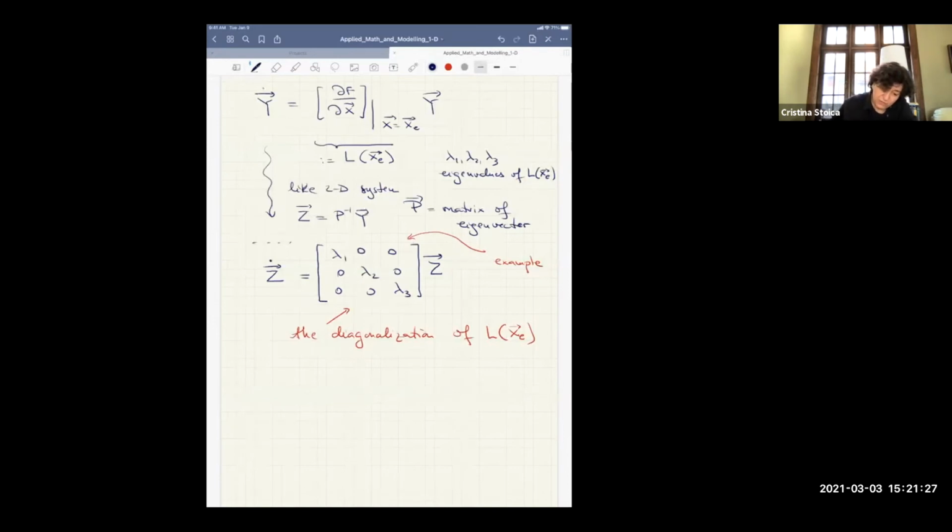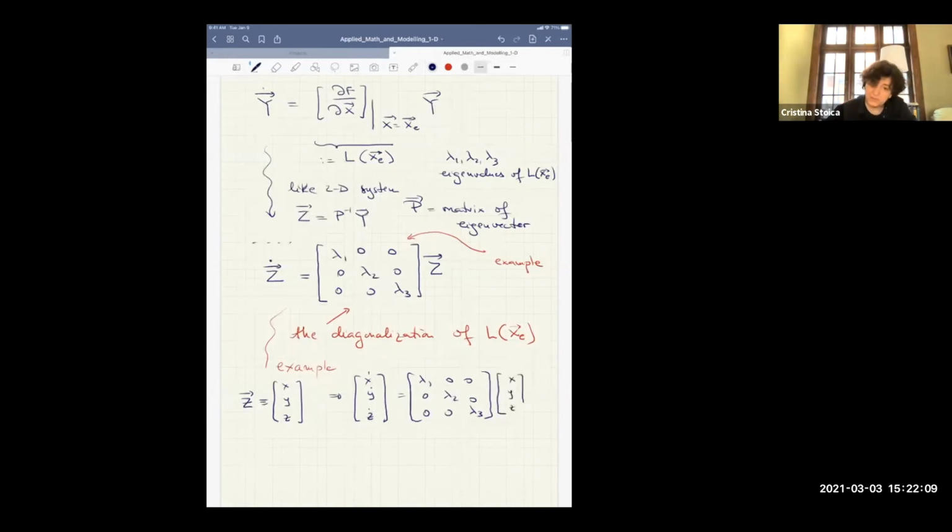And why is this interesting? Because I'm going to continue with my example here. So in this example, as I put it like this, we see immediately that, if Z is something like X, Y, Z, okay? Then we get X, Y, Z dots. I'm making sure you understand what's going on here. We'll have lambda one, lambda two, lambda three, and the zeros, and then X, Y, Z.